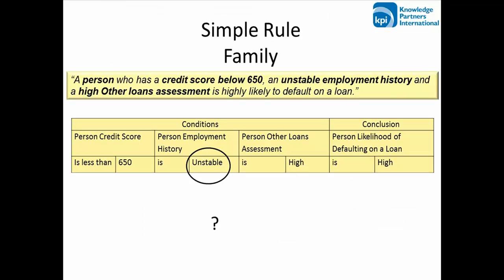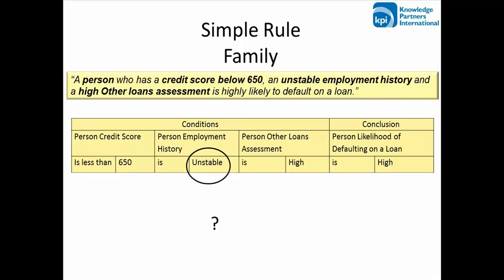So let's take a look at what a rule family looks like when we put these atomic pieces together. This page contains a statement at the top about conditions leading to conclusions. It says a person who has a credit score below 650 and also has an unstable employment history and also has a high other loans assessment, whatever that is, if those 3 things are true, they're highly likely to default on the loan.